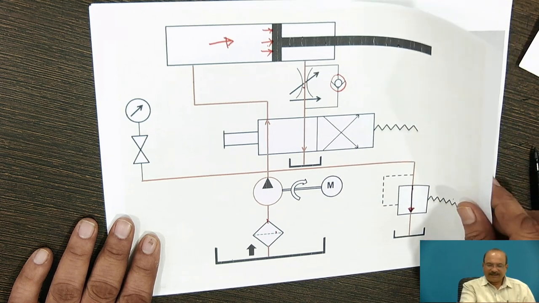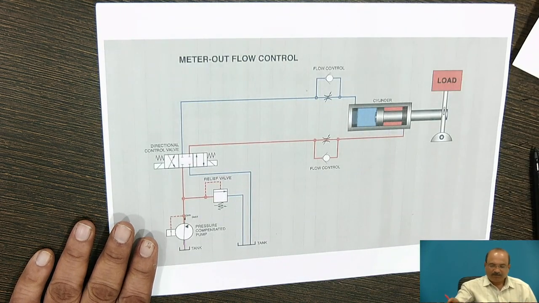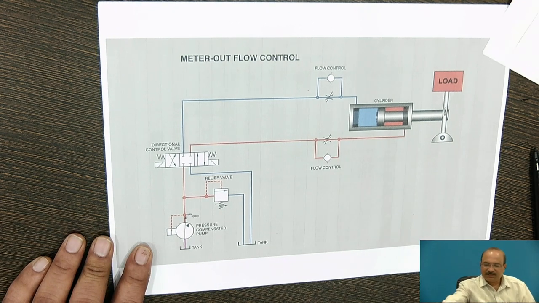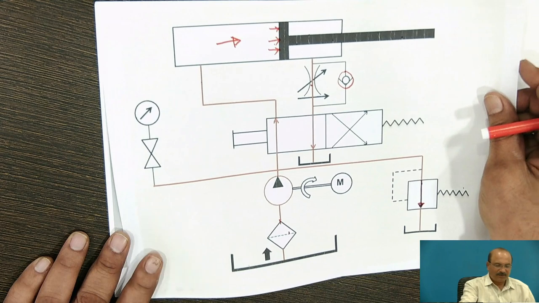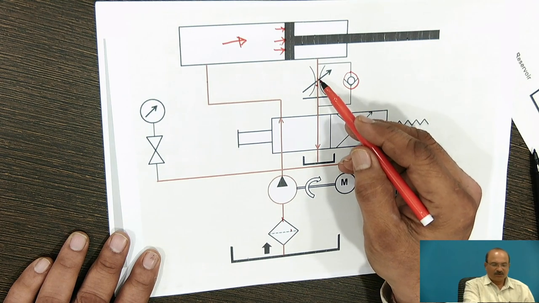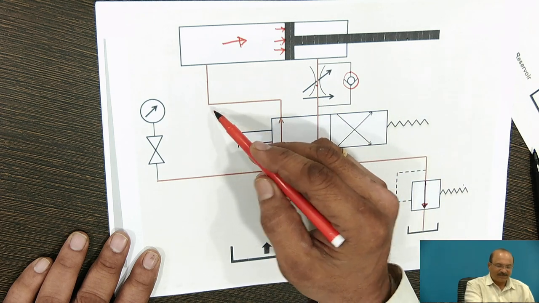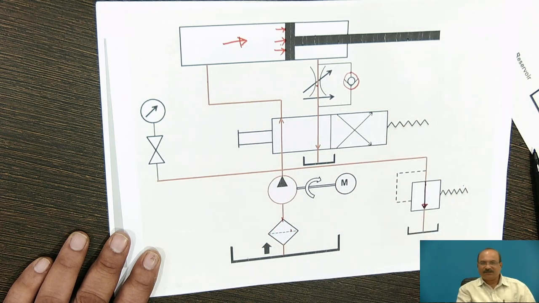So in the next figure, the same controlling system in this diagram, we applied on only one side as a meter out. That is, the outlet you are going to control. In the next figure, we are going to control this side as well as this side. So there the confusion part starts.